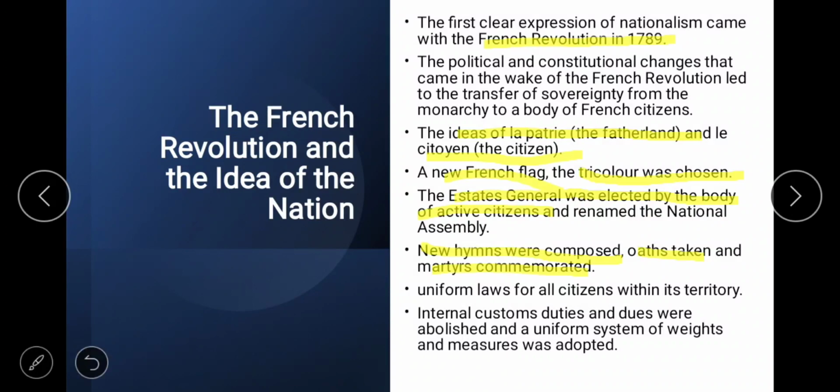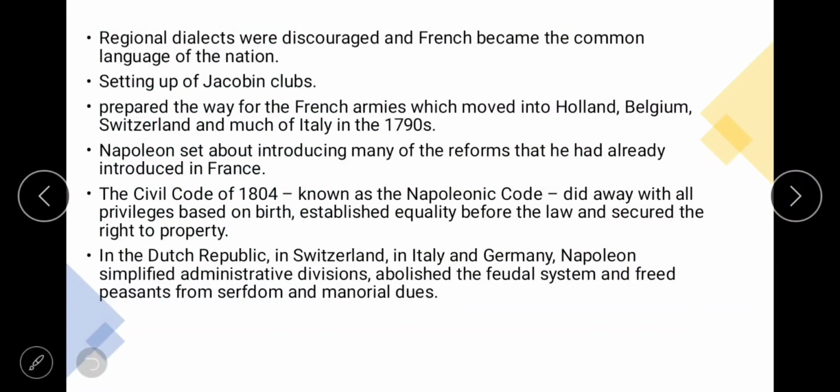And then internal customs duties and dues were abolished, and a uniform system of weights and measures was adopted. Furthermore, regional dialects were discouraged. Another important point, regional dialects were discouraged, and French became the common language of the nation. So, what is the necessity of introducing a common language and discouraging the regional dialects? Everything is a measure in order to bring unity, a sense of collective identity among the people.